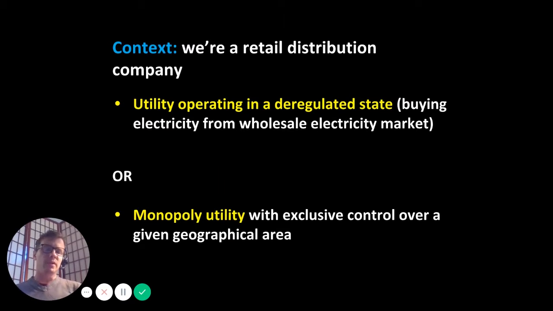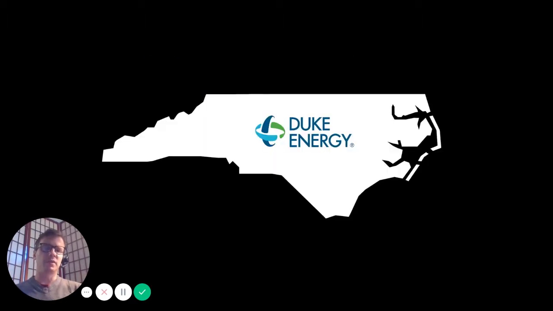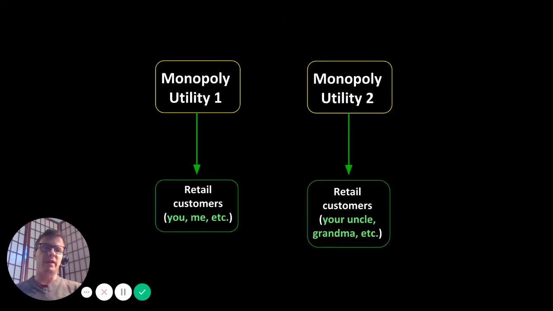So we also might be talking about a monopoly utility, and a monopoly utility in this case would be a company with exclusive control over a given geographical area. So a great example of a monopoly utility is Duke Energy in North Carolina. And so what that would look like is a lot like what the world looked like before market deregulation all over the United States, where you have one monopoly utility who's vertically integrated, which means they own the generation, the transmission, and the distribution services. And they are selling electricity directly to retail customers from power plants that they own.